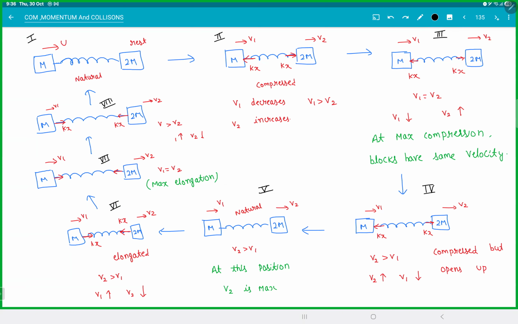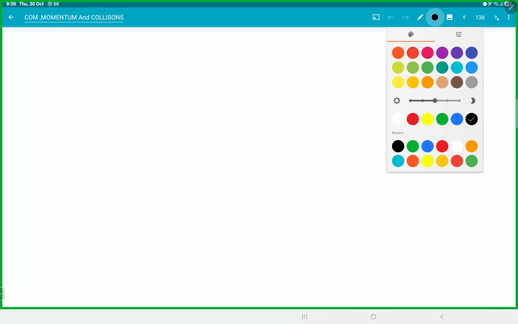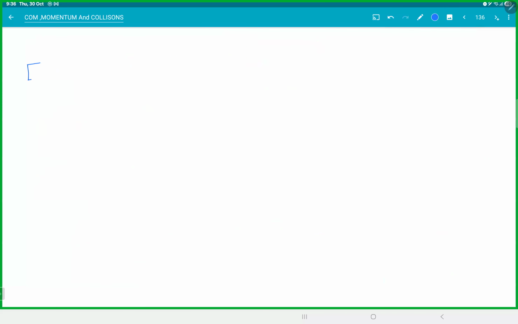All got this? So once you got this, this is going with you and this is your natural length. This is your state 1. This is going with V. This is also going with V. This is your maximum compression. So at maximum compression, both will have the same velocity. This thing you should know. If you don't know that statement, you can't solve.